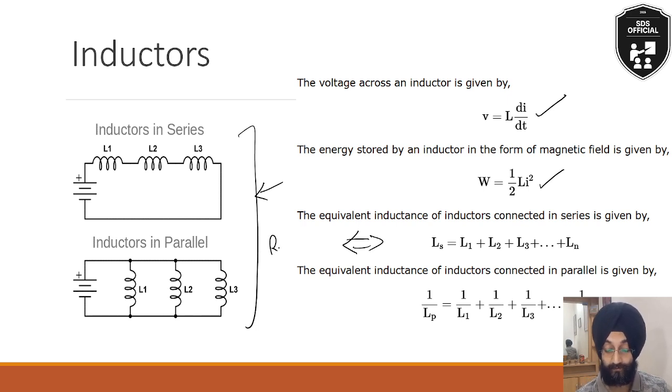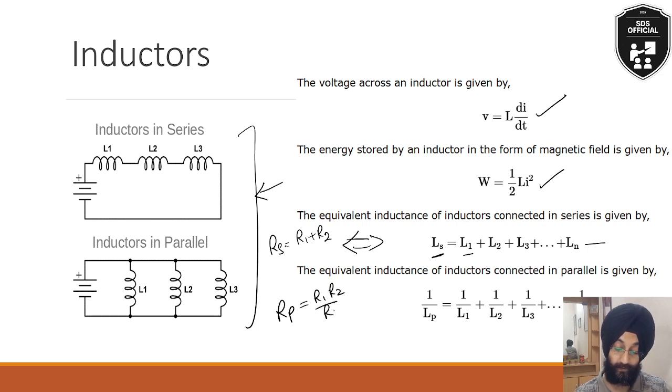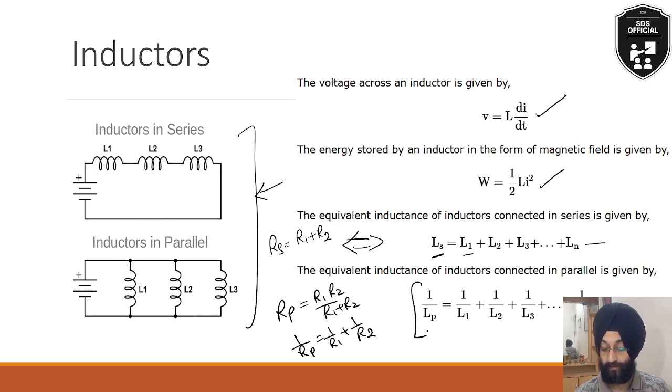the series combination of resistances is R1 plus R2. Similarly, series combination of inductors is L1 plus L2 plus up to Ln. Similarly, similar to the resistances, the parallel combination of resistances is given as R1 R2 by R1 plus R2, or 1 by R parallel is equal to 1 by R1 plus 1 by R2. So similarly, 1 by LP or the parallel combination of inductors acquires the same mathematical notation: 1 by LP is equal to 1 by L1 plus 1 by L2 and so on up to the number of inductors used in the circuit.